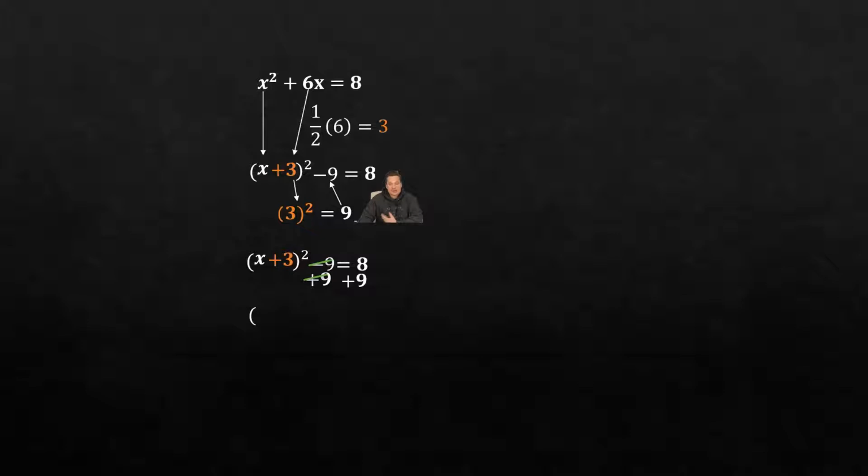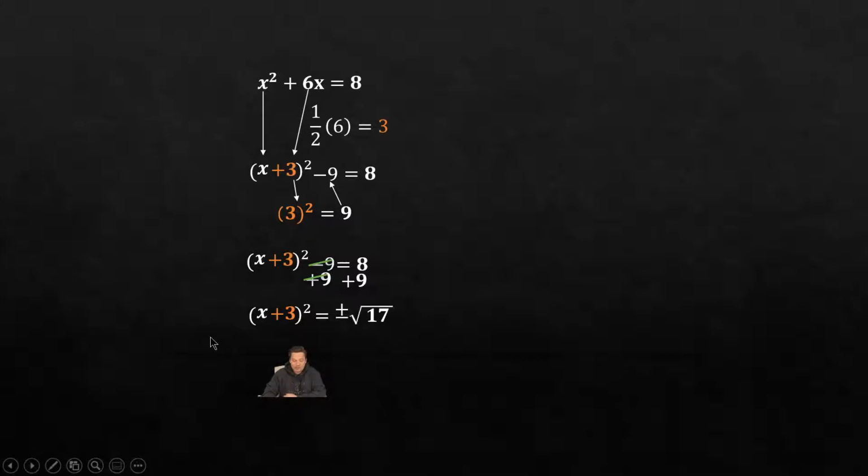Let's continue. So now it's copied. I'm going to have x plus 3, that quantity squared. The 9's cancel, but on the right side I'll have 8 plus 9, which is 17. And as before, since now on the left side we have a quantity squared, that's a perfect setup for taking square roots on both sides. Let's do that. I'm going to have plus or minus the square root of 17 on the right side. Again, plus or minus, not just the plus or just the minus. Both of them are needed.